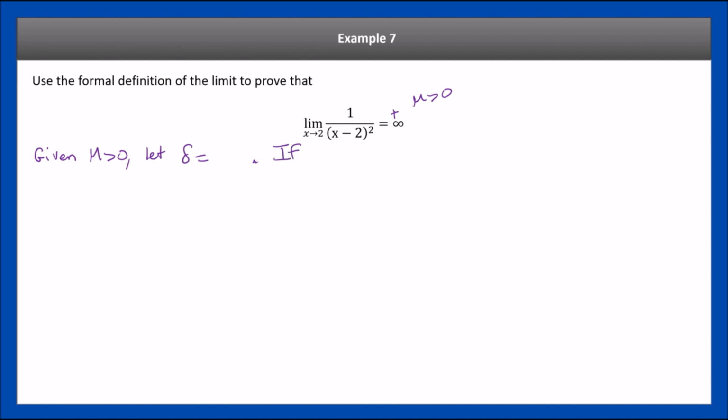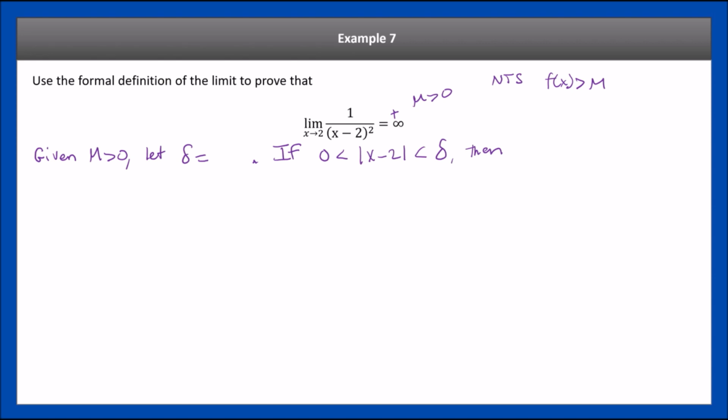Now this is a two-sided limit, the general case of the limit. So we're going to use the absolute value here. If the absolute value of x minus 2 is between 0 and that delta, then we need to show f of x is greater than M. That's exactly what we're going to try to go for.